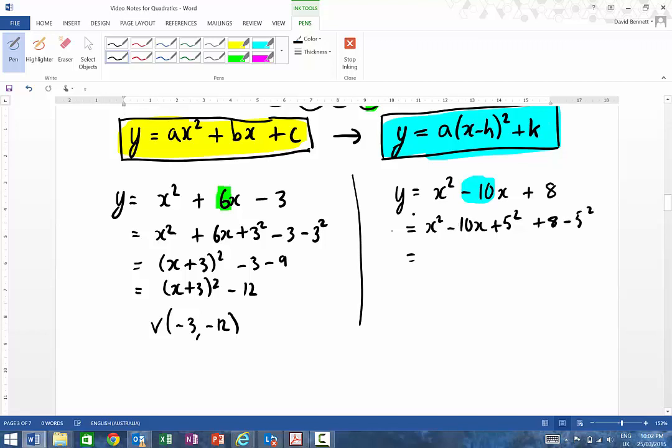It doesn't matter if that's negative or positive, that's what you're doing. So then I can write this over here as x take 5 all squared, because -5 times -5 is going to give you plus 25 anyway, so that's no problem. That's going to be minus 25 plus 8, which gives you minus 17. So therefore my vertex point for this one is going to be 5 and minus 17.